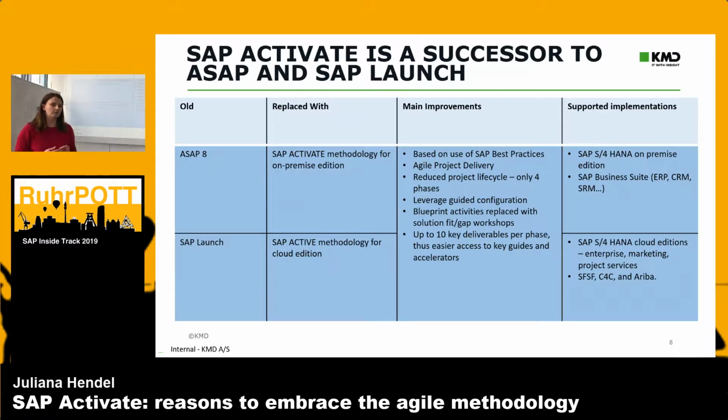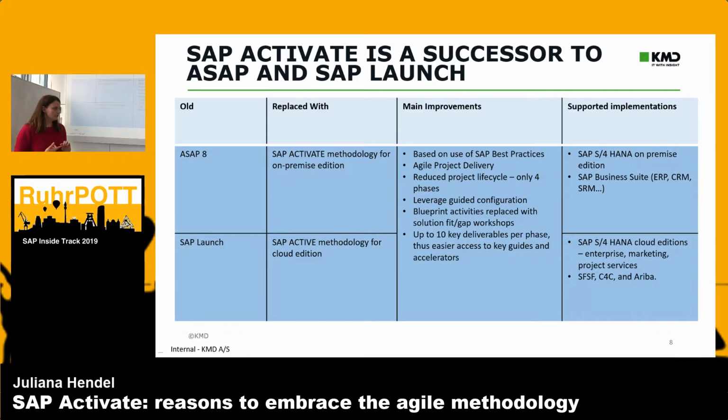We also only have 4 phases, as opposed to the 5 in ASAP. We had separate phases for final preparation and go live with ASAP, but now we only have deploy for Activate. So we have a reduced life cycle. We have our blueprint activities replaced completely. So we had blueprint activities with ASAP, but solution validation and delta design analysis in Activate.